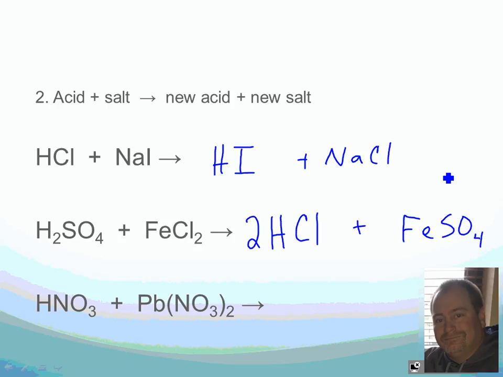Do you think that these will swap to form the same things? No. It was kind of like the single replacement lab yesterday. Will magnesium metal replace itself? No. So, is this going to happen? No. WebAssign would try to sneak one in there like that. That's a no reaction. It's not going to happen. It makes the same thing.